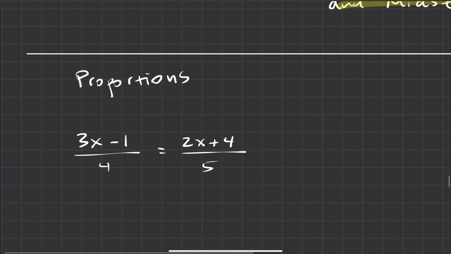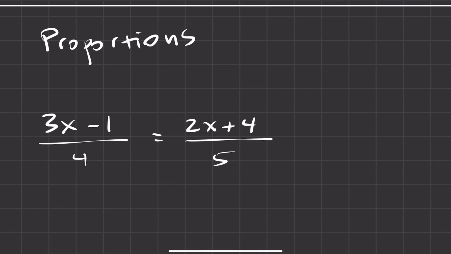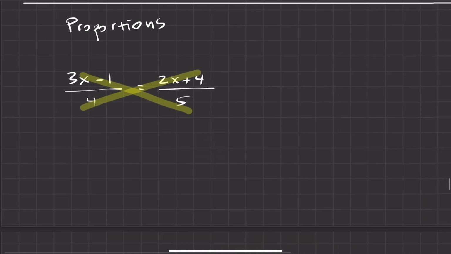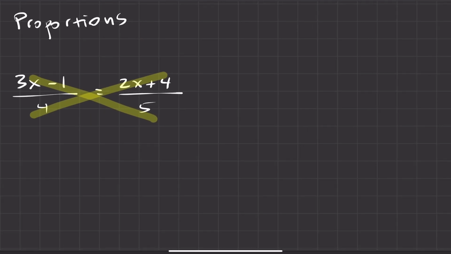So here I have a ratio set equal to a ratio, so we're dealing with proportions here. My goal is to solve for x, and the first thing that you should do is cross multiply. So what I like to do is say, okay, 5 times the quantity 3x minus 1, which is equal to 4 times the quantity 2x plus 4.